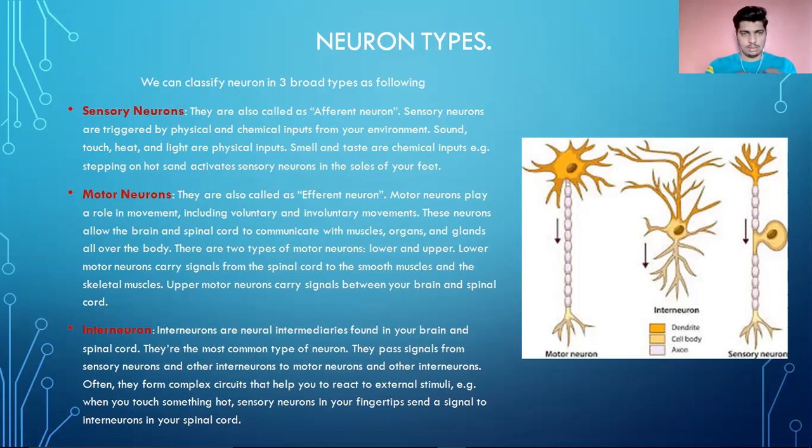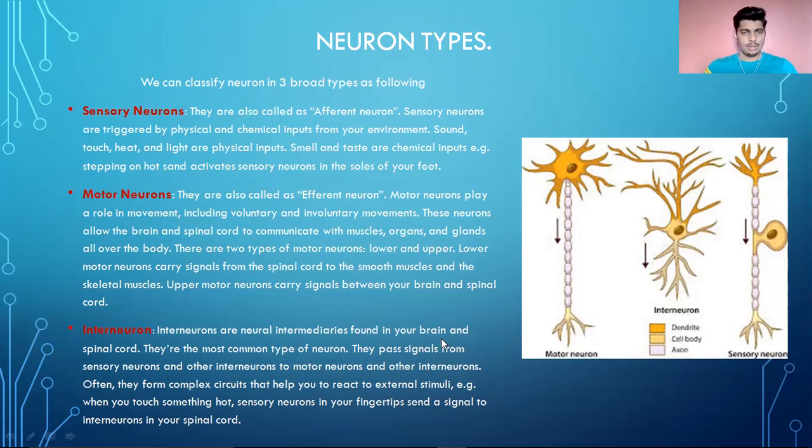So motor neurons control those, and there are two types of motor neurons, lower and upper. Lower motor neurons carry signals from the spinal cord to the smooth muscles and skeletal muscles, like those muscles connected to our skeleton or bones. Then upper motor neurons carry signals between your brain and spinal cord.